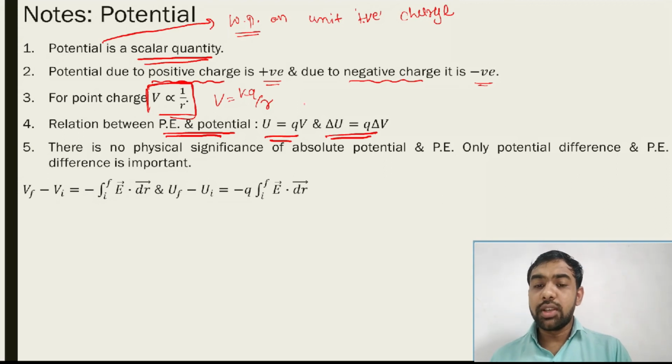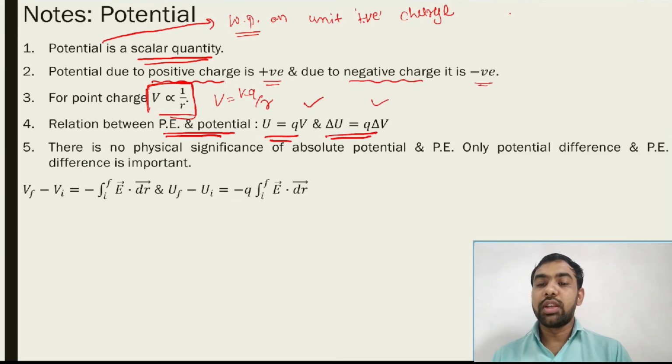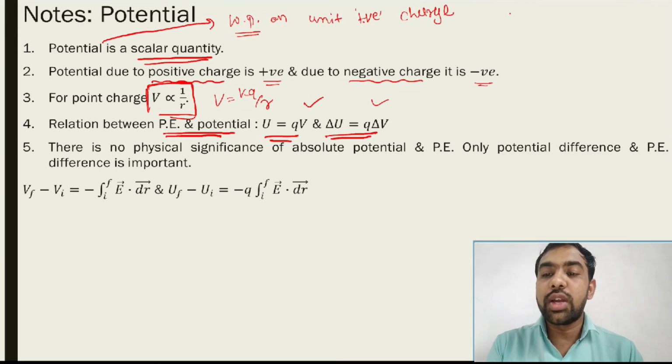Why? Very simple. Potential is the work done on a unit charge, and potential energy is the work done on a charge. Then you just replace the charge, and it is a simple thing. It is equal to potential energy. So you must remember both of these relations. Otherwise, using this equation you get the answer.